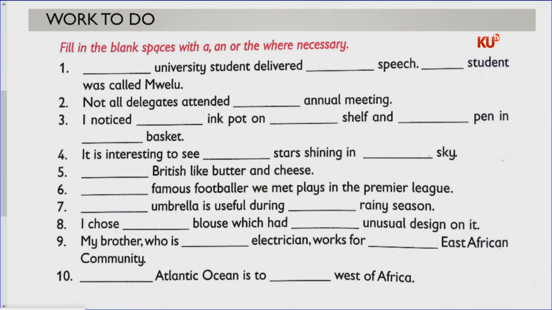Let me fill in the answers for you. So we will say a university student delivered a speech. Then you start the sentence with a capital and you say the student was called Mwelu. So why are we saying the student? Because student has been mentioned before.